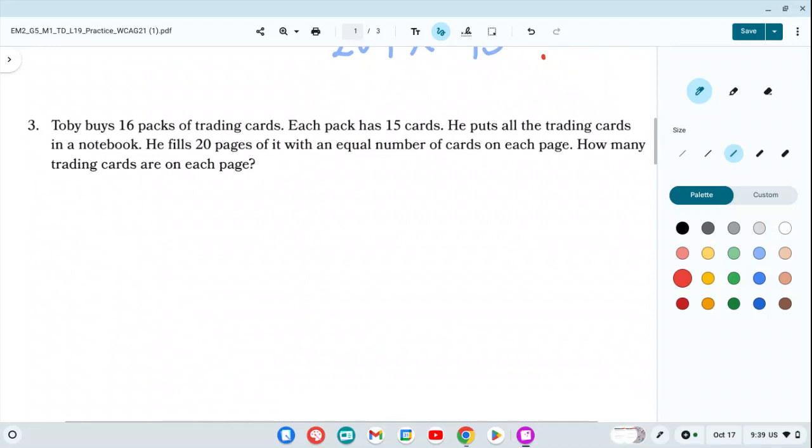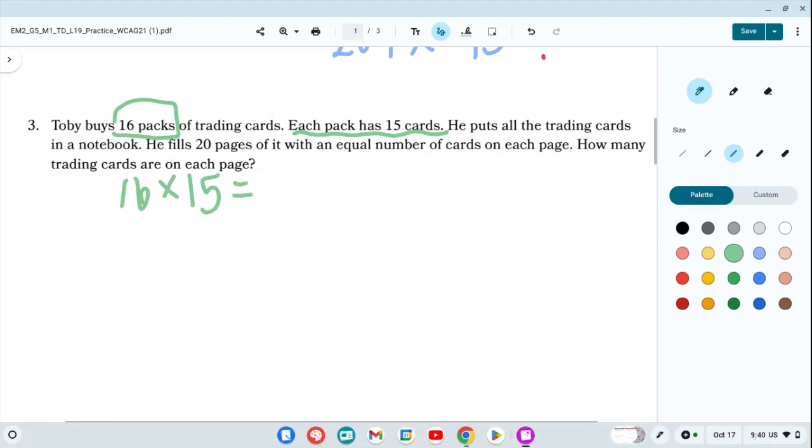Number 3, Toby buys 16 packs of trading cards. Each pack has 15 cards. He puts all the trading cards into a notebook. He fills 20 pages of it with an equal number of cards on each page. How many trading cards are on each page? Well, I know that there's 16 packs of trading cards, and each pack has 15 cards. So I start with that. 16 packs, and each pack has 15 cards.